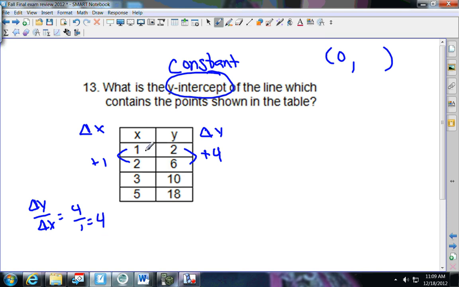So I have 4 times 1. 4 times 1 is 4. What do you have to add or subtract to 4 to get to 2? You need to subtract 2. So my equation becomes y equals 4x minus 2. Minus 2 is my y-intercept, so it's 0, negative 2.